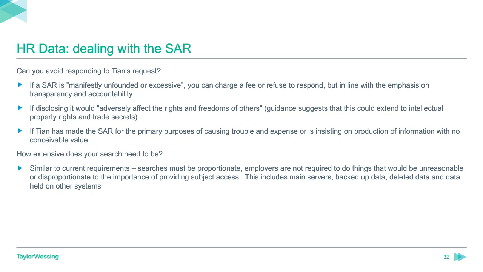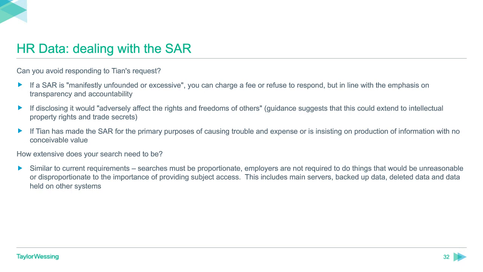If a request is manifestly unfounded or excessive, you could charge a fee or refuse to respond, but in line with the emphasis in the GDPR on transparency and accountability, you've got to be able to provide evidence as to how you reach that conclusion, and you've got to tell Tian as well about the possibility of complaining to the supervisory authority, so to the ICO, and taking legal proceedings. So it might be a slightly uncomfortable one to be telling Tian that actually we're not going to respond because it's completely unfounded and it's excessive, knowing that the ICO actually will take a very different view.